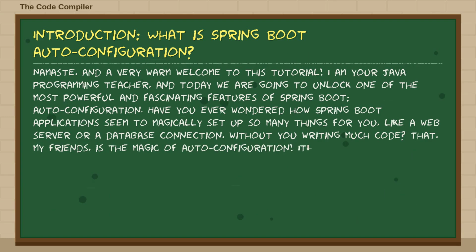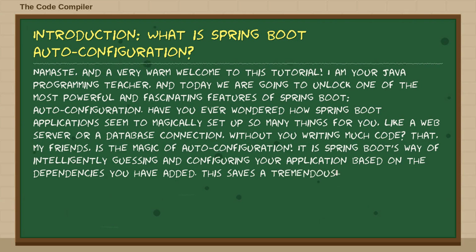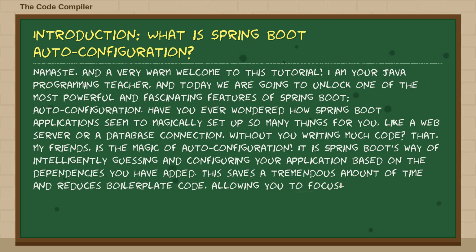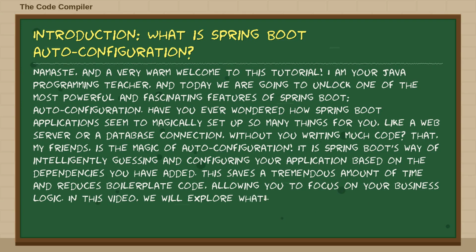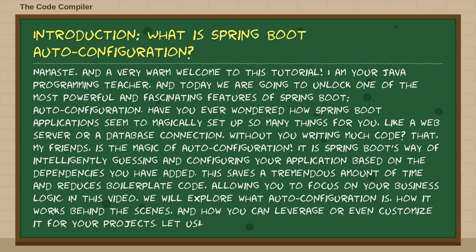It is Spring Boot's way of intelligently guessing and configuring your application based on the dependencies you have added. This saves a tremendous amount of time and reduces boilerplate code, allowing you to focus on your business logic. In this video, we will explore what auto configuration is, how it works behind the scenes, and how you can leverage or even customize it for your projects. Let us begin this exciting journey.